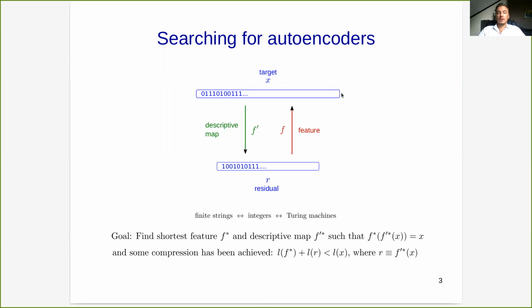And the theory shows that if the feature f is selected to be the shortest one making that possible, then we have certain nice properties. And we can speak about the length of functions in the sense that computable functions are Turing machines, and they can be mapped to integers, and those can in turn be mapped to finite strings, and therefore we can speak about the lengths.